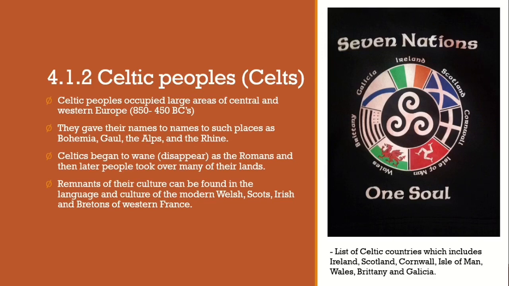Moving to the Celtic peoples, who are called Celts. The Celtic people occupied large areas of Central and Western Europe from 850 until 450 BCE. They also gave their names to places such as Bohemia, Gaul, the Alps, and the Rhine. The Celts began to wane, or disappear, as the Romans and later peoples took over many of their lands.